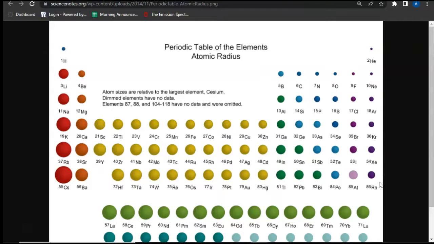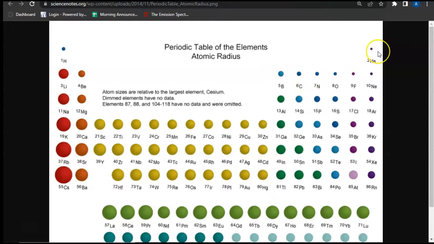Some of these elements, not all the elements in the table, are on here. I was mistakenly putting that 57 with yttrium. Really, it belongs in the bottom row here. But what I notice here is cesium tends to be the largest atom on the table, and helium tends to be the smallest that we have data for.